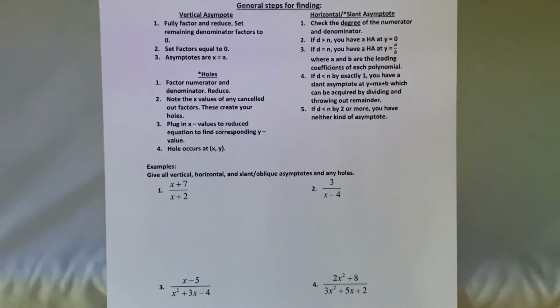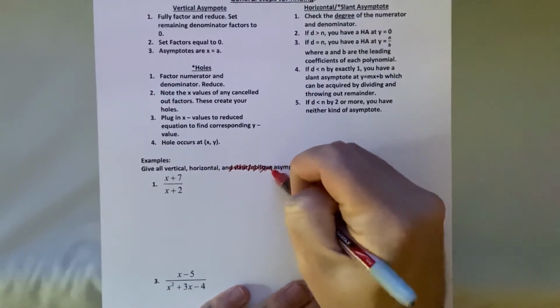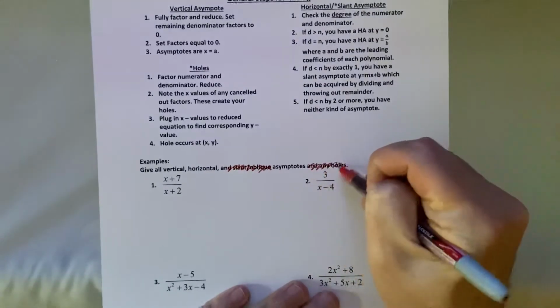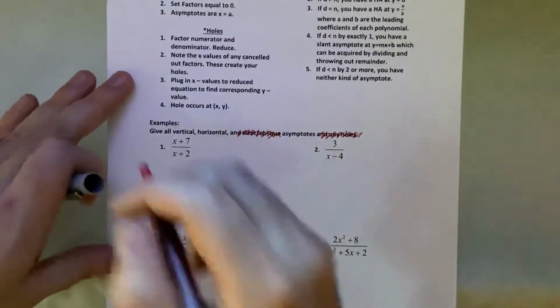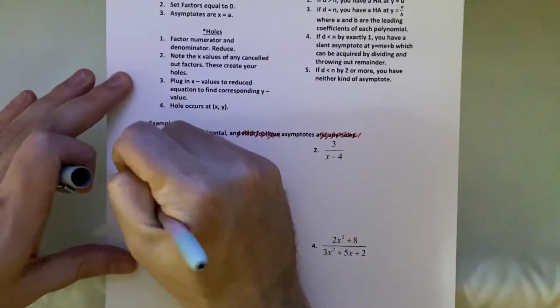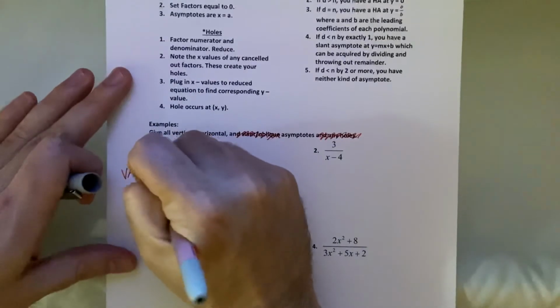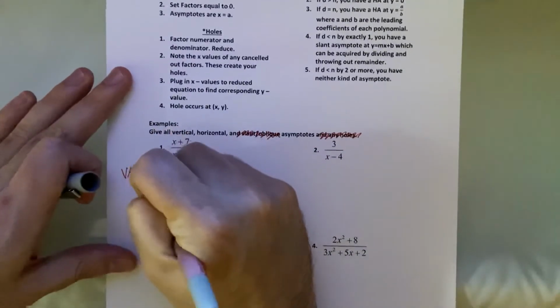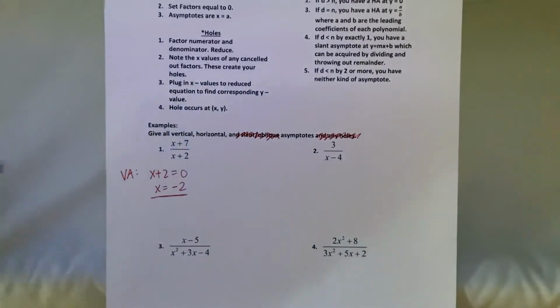So give all vertical, horizontal, and slant oblique asymptotes and any holes. In our case, we're just doing vertical and horizontal asymptotes and no holes. The first is x plus 7 over x plus 2. So let's start with the vertical asymptote. We take our denominator and set it equal to 0, which means x equals -2. This line, x equals -2, is the vertical asymptote.